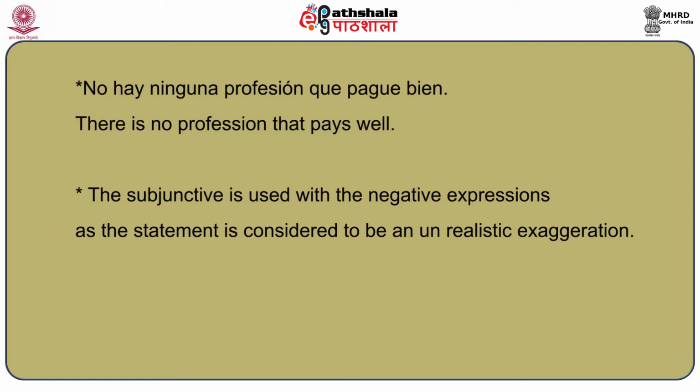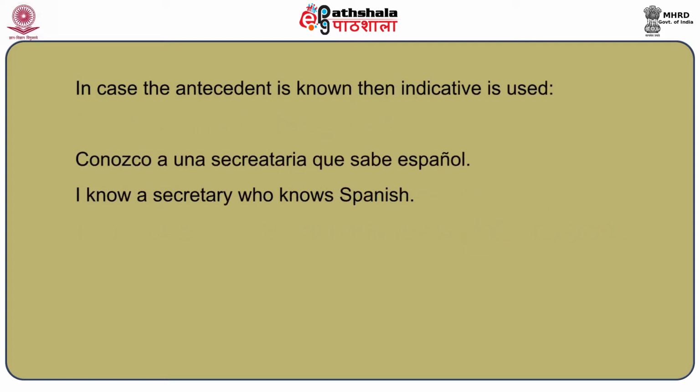The subjunctive is used with the negative expressions as the statement is considered to be an unrealistic exaggeration. In the case of the antecedent being known, then indicative is used. Conozco a una secretaria que hable español. I know a secretary who knows Spanish.